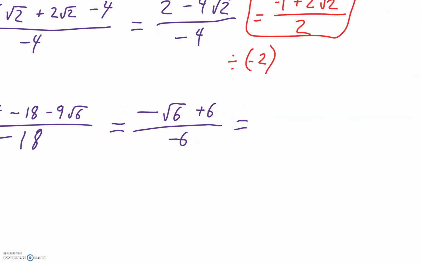Now we just want to maybe divide by -1 so that we can leave it as simple as possible here. So that lets us get to root 6 minus 6 over 6.